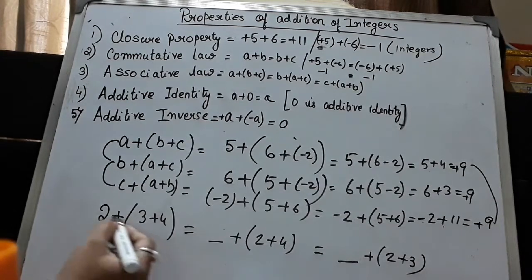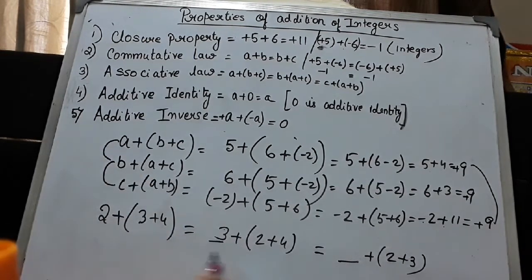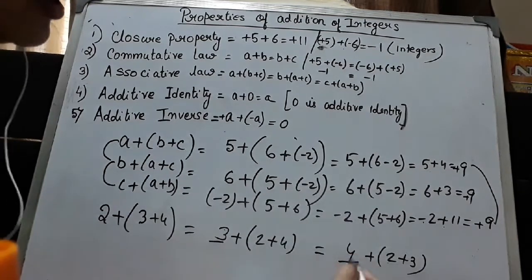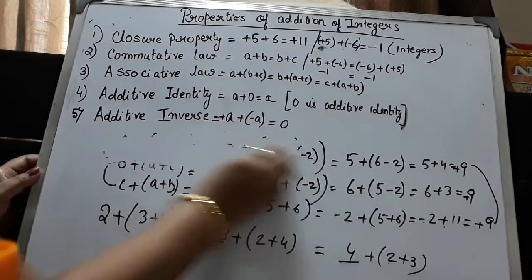Okay, so here you check 2, 3, 4. 2, 4, 3 is missing. Then here 2, 3 is there. What is missing? 4. Just put it like that. Easy? So this goes for the associative law.